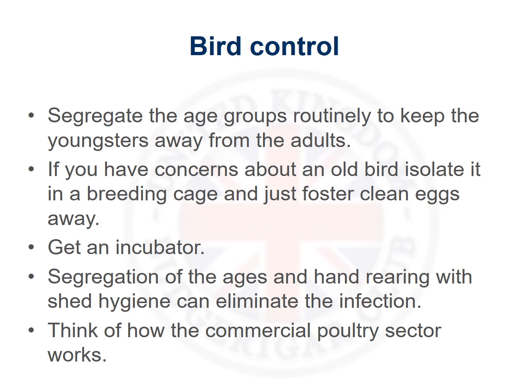If you look back at the commercial poultry sector and how they operate, ATB used to be a major problem for poultry, not anymore, because they have completely segregated all of the ages. They've completely segregated the rearing, and breeding is something separate from the adult stock, and they have obviously effectively controlled it by the way the industry works.